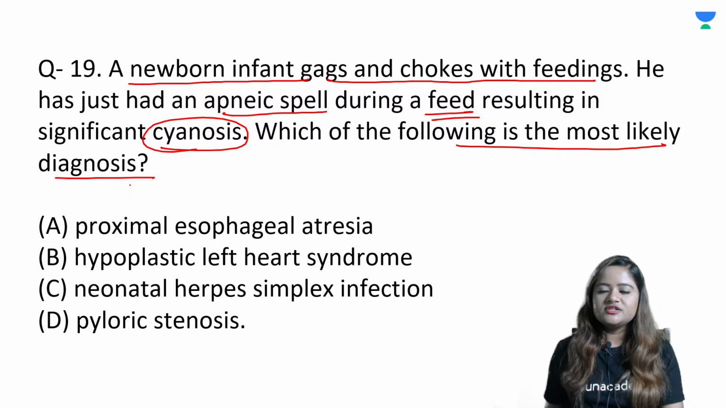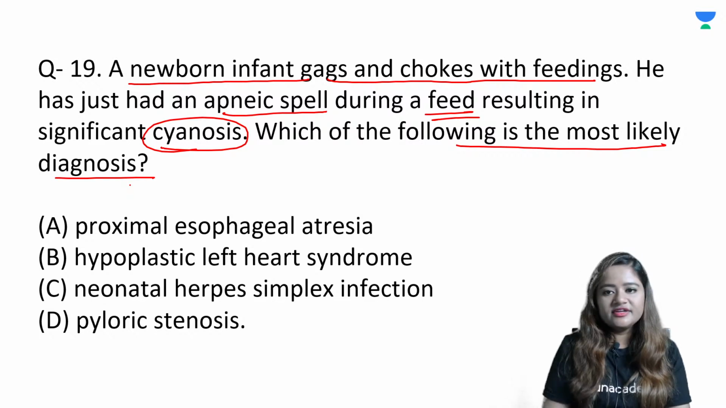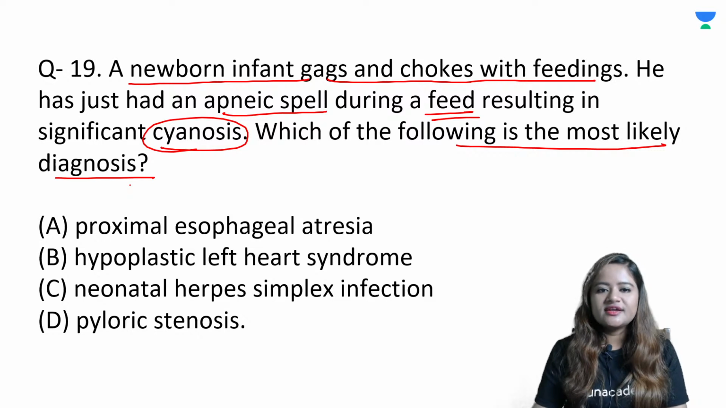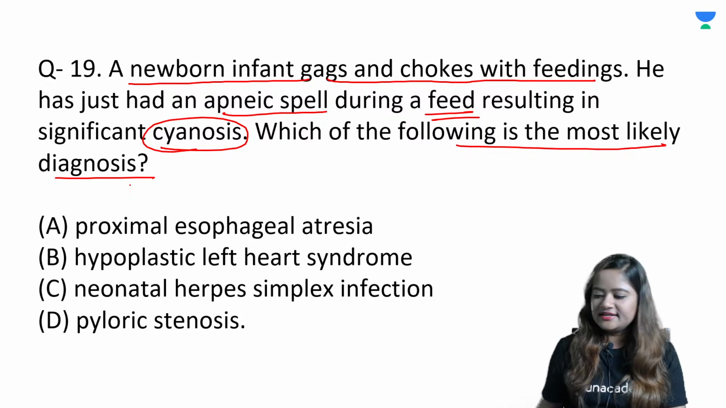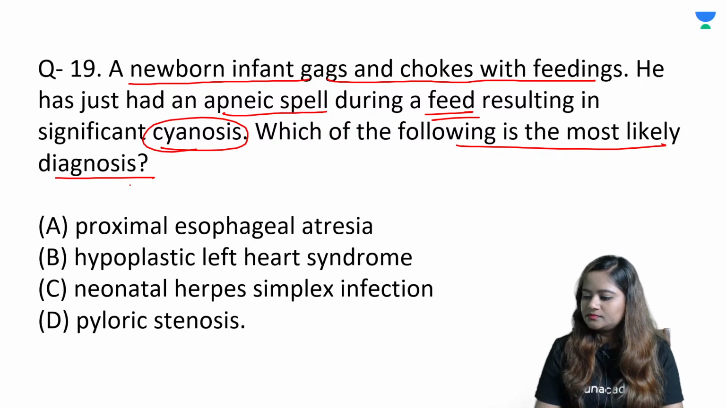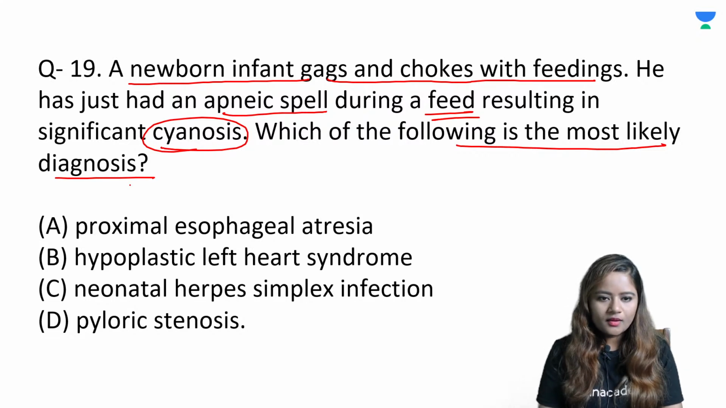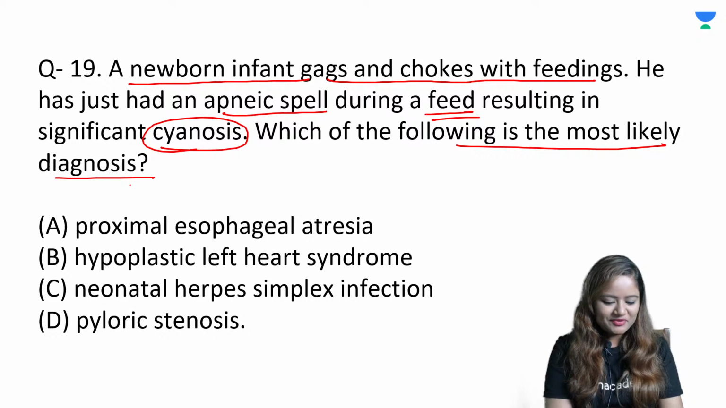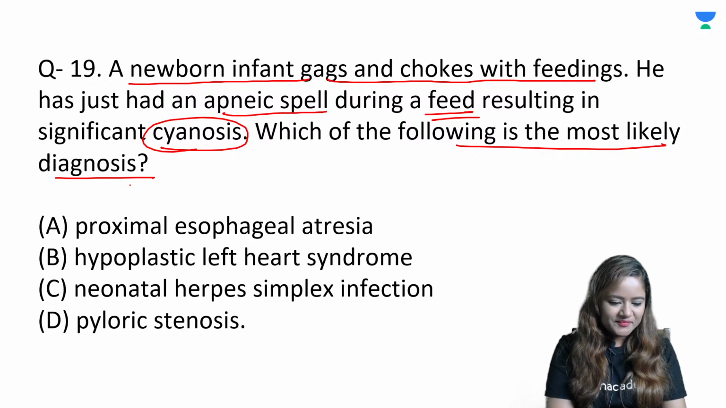Any newborn infant who is gagging and choking only after giving the feeds, and because of the feed he has also gone into apneic spells which has resulted in cyanosis. So what could be the most likely diagnosis in this condition? Only common sense is required to answer this question, so please type in your answers, those who are listening.